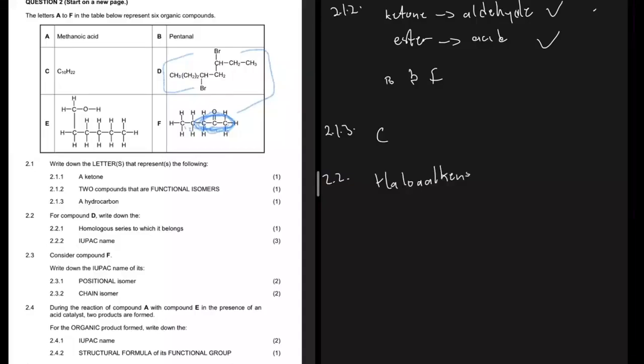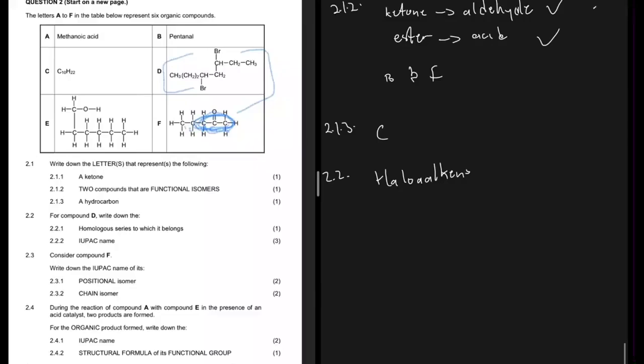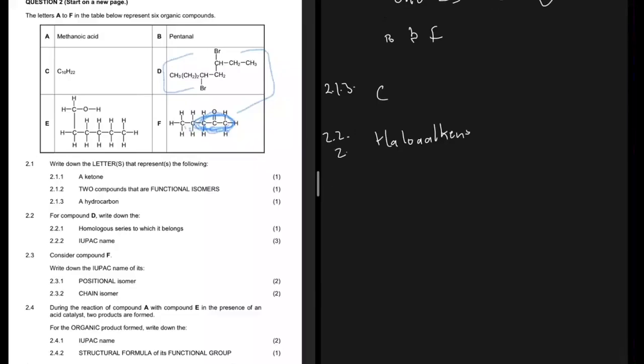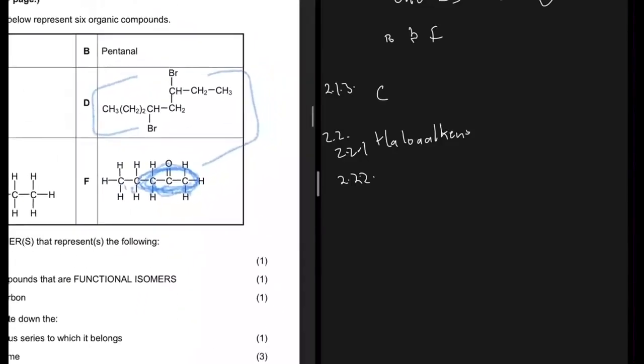Why are we saying it's a haloalkane? It's a hydrocarbon that has a halogen. Or in this case, it has halogens because it has two bromine. There we go. That was 2.2.1. Let's move ahead to 2.2.2. 2.2.2 says write down the IUPAC name of compound D.